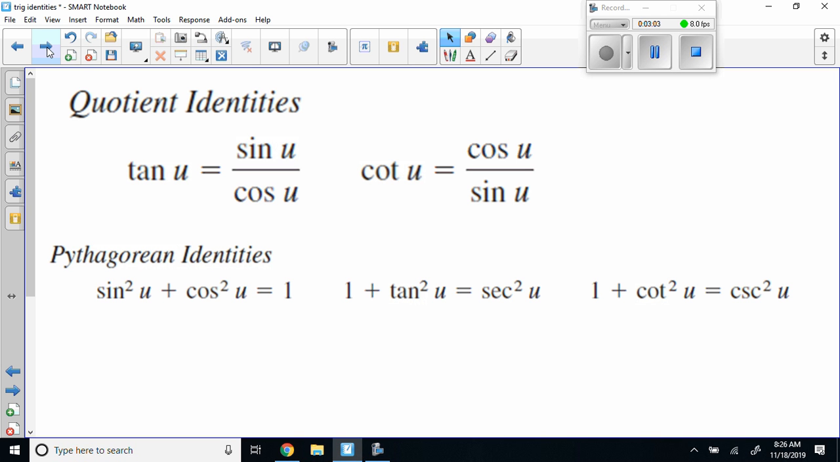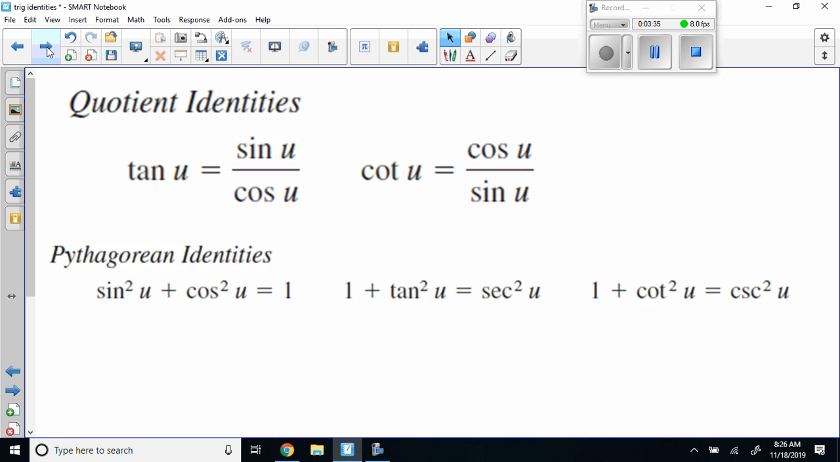All right. Pythagorean identities. This identity right here is probably the most common or most used in trig identities. Okay. Sine squared. Sometimes u could be x, right? Could be whatever, really. Sine squared u plus cosine squared u equals 1. Okay? And then you got 1 plus tangent squared u equals secant squared u. 1 plus cotangent squared u equals cosecant squared u.